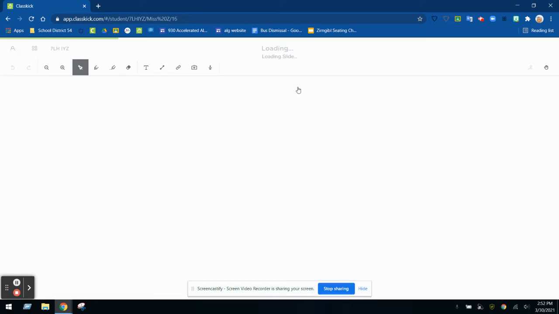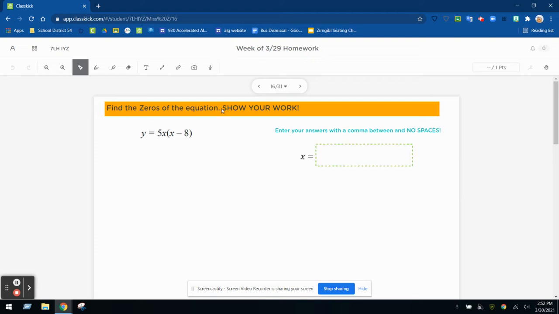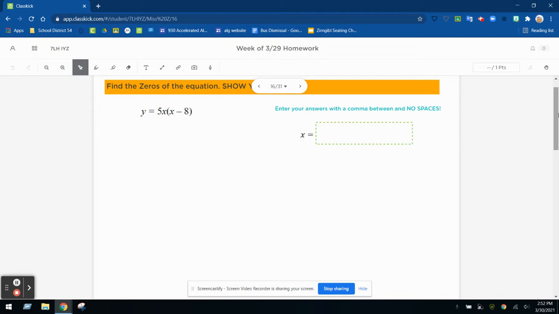Our first problem, we are going to find the zeros of the equations. Remember, the zeros of the equations are what happen when we set our equation equal to 0. So the first thing we always want to do is take the equation that we're given. So for example, 5x times x minus 8, and we're going to get rid of that y, and we're going to set it equal to 0. From there, I can split it up into two separate equations where each factor is equal to 0. So this is why it's called finding the zeros.